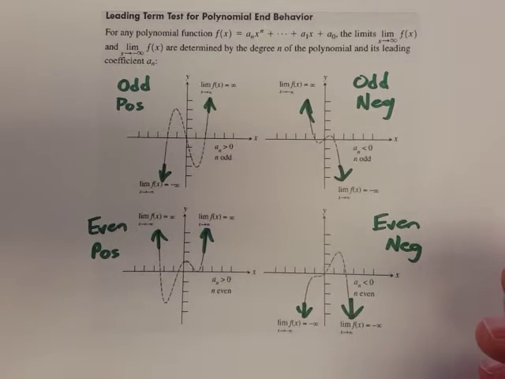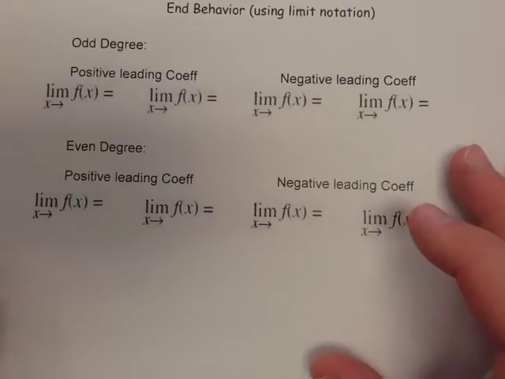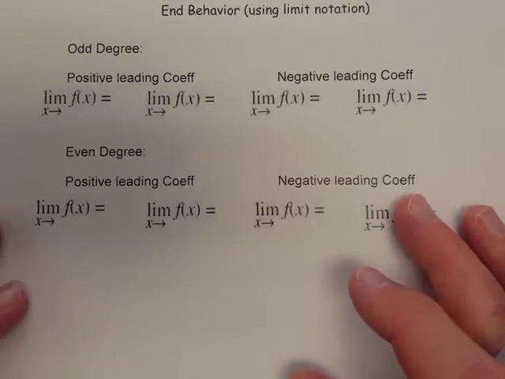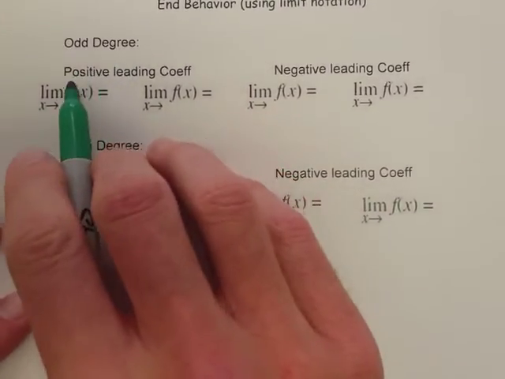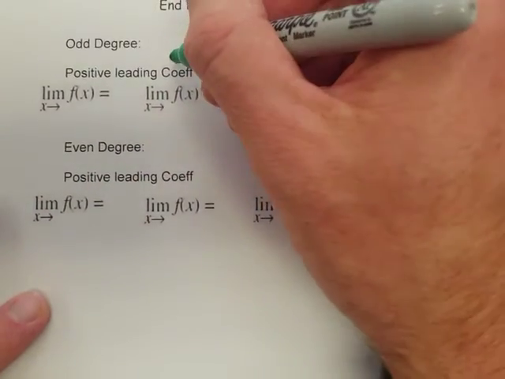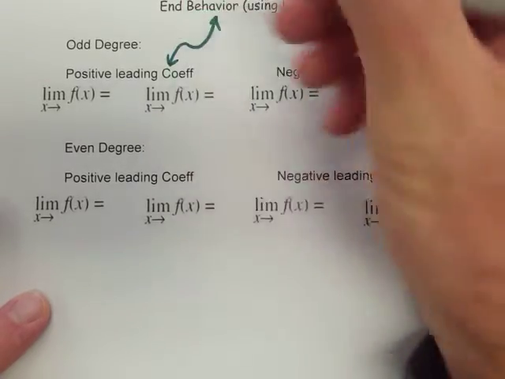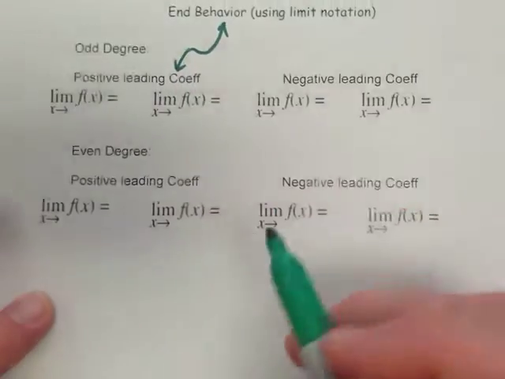What we're going to do is get used to using the limit notation for describing this end behavior, and so on this next page I have it laid out as a way for us to just remember and to organize this information. So we had odd degree positive leading coefficient. If you remember from that last page, that was something like this, where it's going up to the right, down to the left.